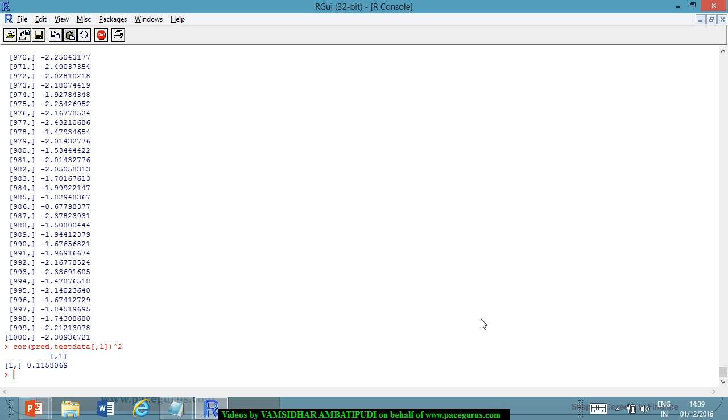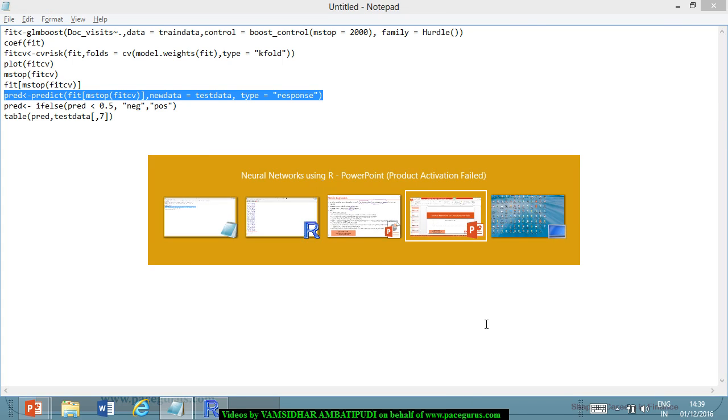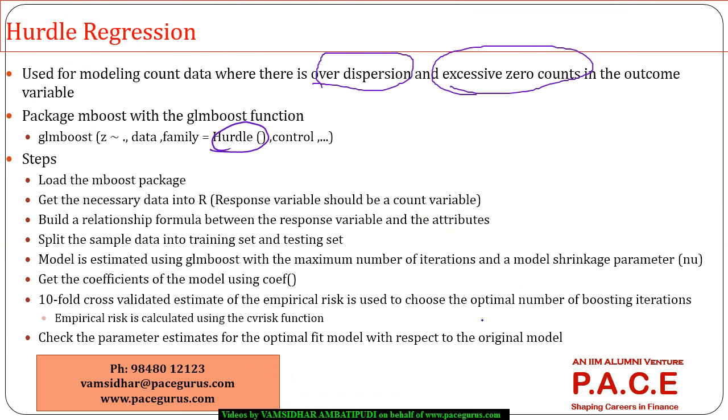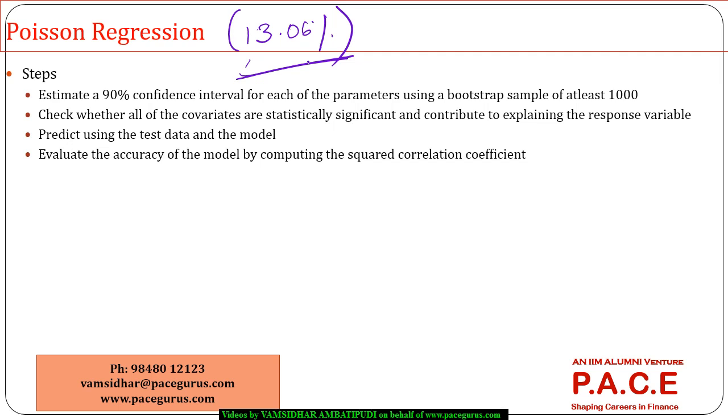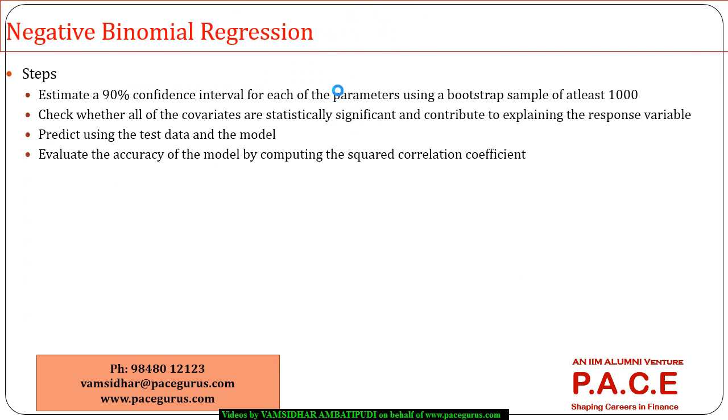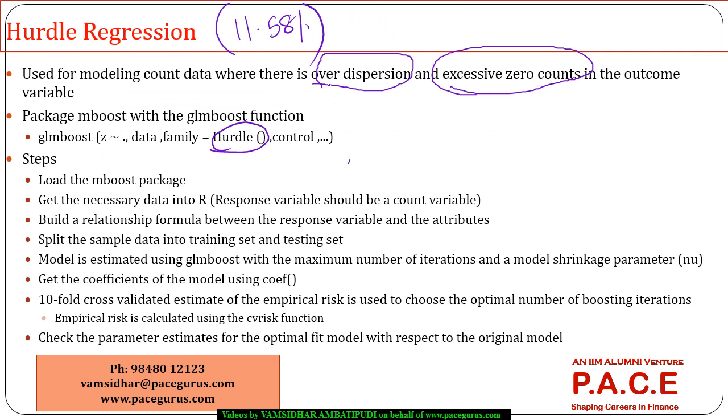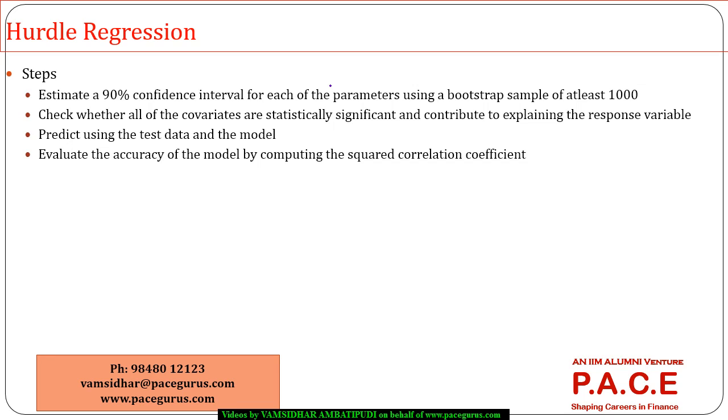Even in this case, it works out to be around 11.58%. Even in case of hurdle regression, the accuracy is working out to 11.58%. The same case was there in negative binomial, 11.96, whereas the Poisson was showing 13.06. So again, we could have used any one of these models for doing the prediction based on the understanding of what kind of relationship the response variable is carrying.